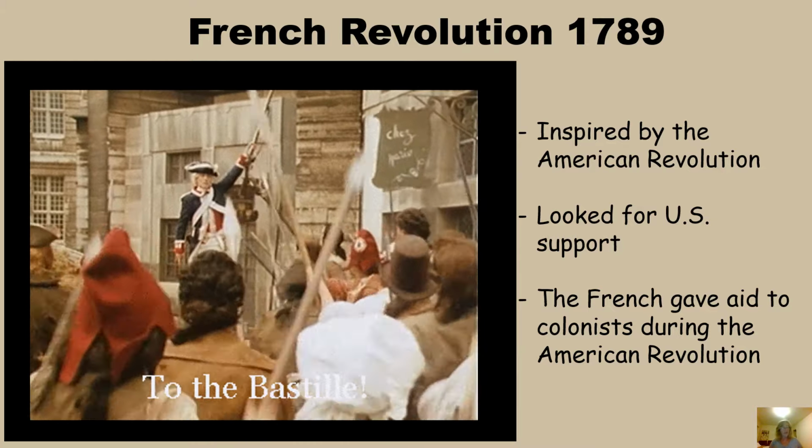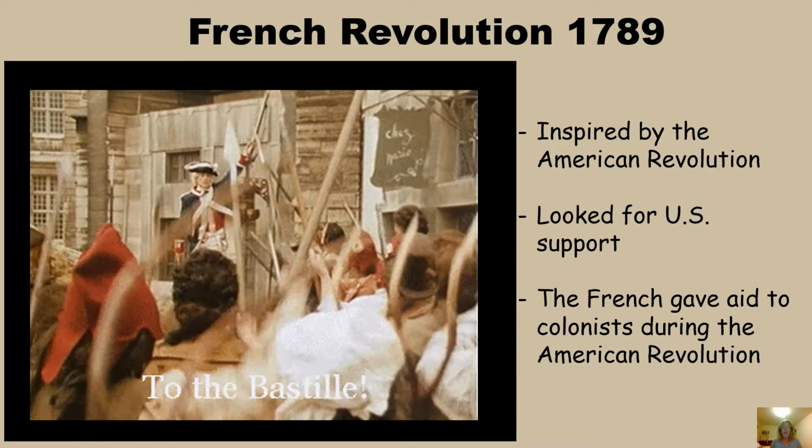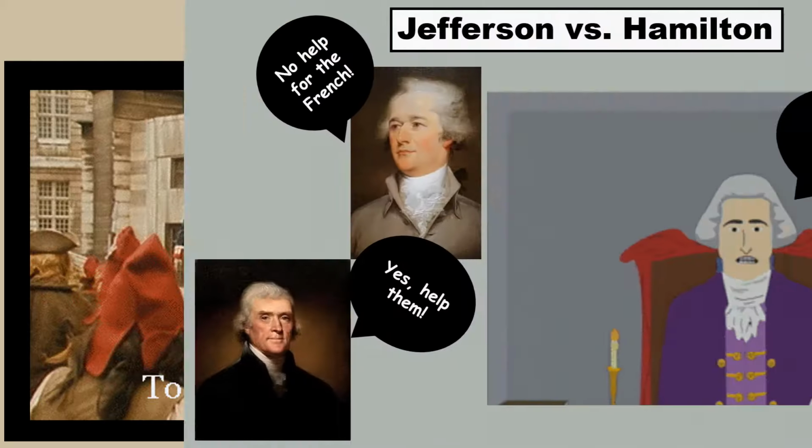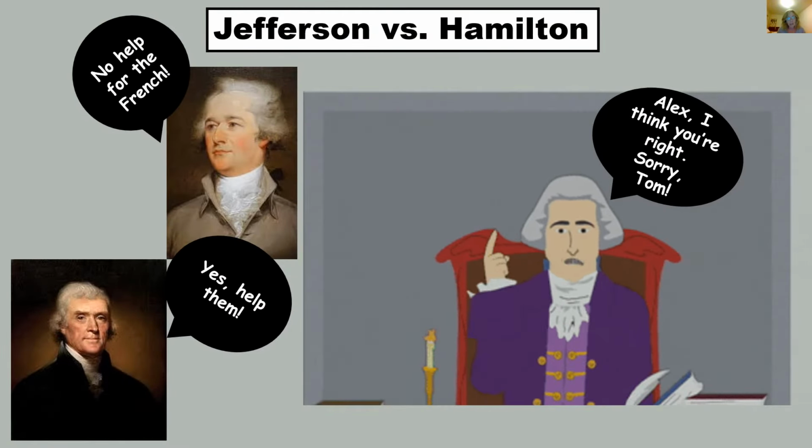When they saw that the colonists could win against big bad Britain, the French people rose up and tried to do the same thing. And they looked to the United States for support. The French had given aid to the colonists during the American Revolution and helped us win the war. So now, a little bit more than 10 years later, they said, hey, it's time for a little payback. So what is Washington to do?